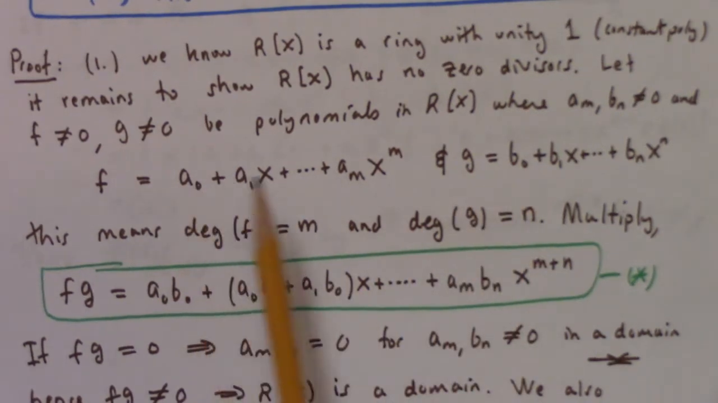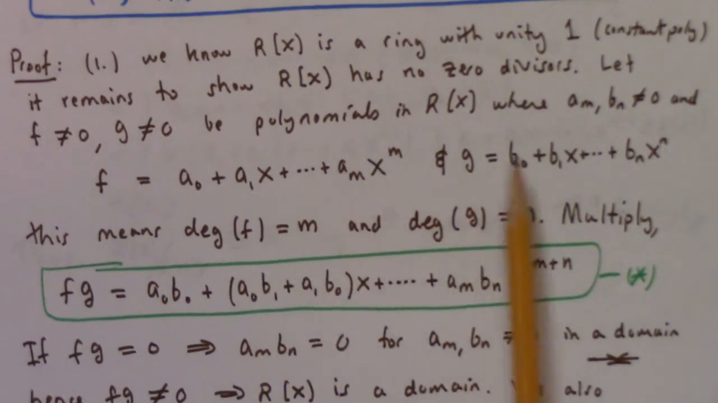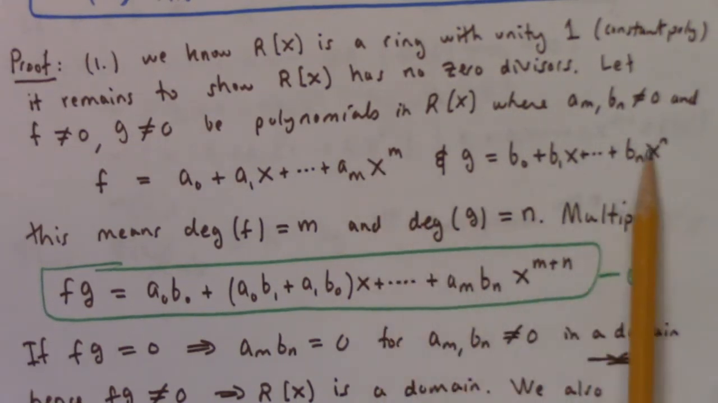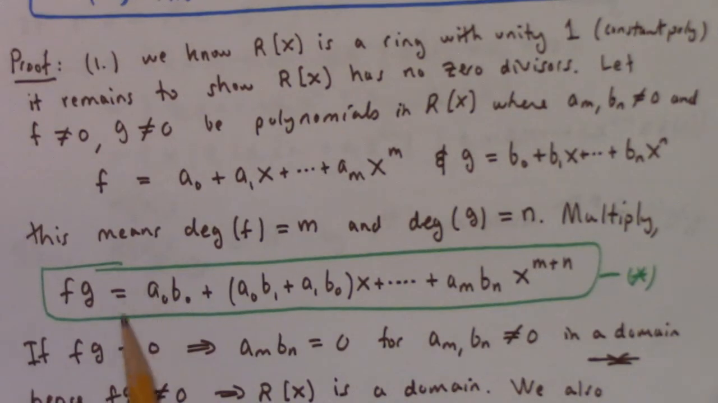Linear terms come from constant times the first, and the first times the constant. Be careful not to commute them, because R is not commutative, so we have to write a_0 b_1 plus a_1 b_0, and so forth. But the largest term here is a_m b_n x^(m+n). So if fg is equal to 0, that implies that every coefficient here is 0. In particular, a_m b_n is 0. But if a_m and b_n are not equal to 0, that is a contradiction, because in a domain you can't have the product of two non-zero things be 0. Consequently, f times g is not 0, and that implies that R[x] is a domain.